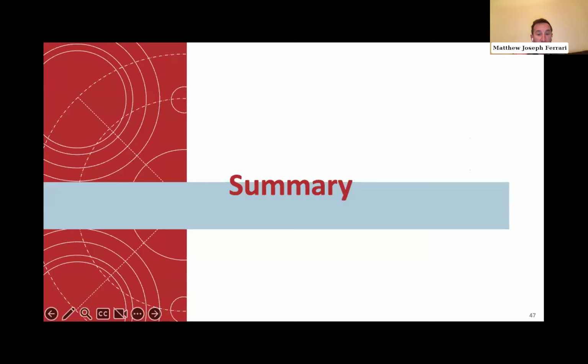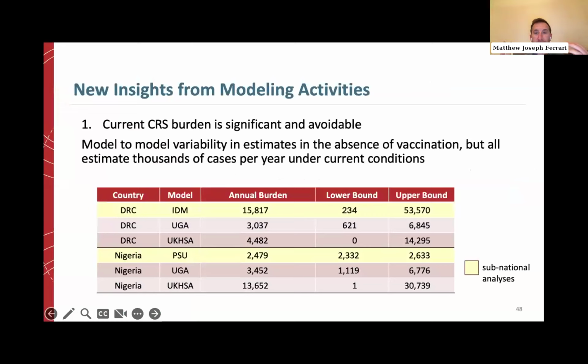All right, so now we want to return back to sort of a summary of these collective results. So again, point one that we started with, the current CRS burden is significant and avoidable. And while we see model-to-model variation in the projections of current CRS burden, both the subnational and 2 national scale models predict thousands of current cases of CRS per year in DRC and Nigeria. These are the 2 countries for which our groups were able to compare both national and subnational scale models.